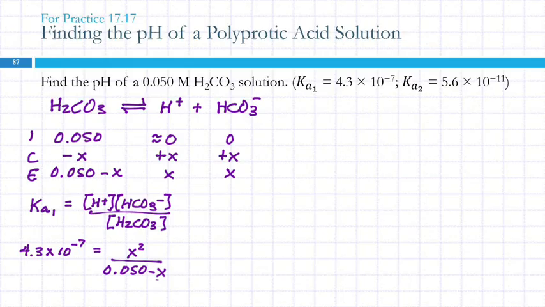And then we solve for x. As I've mentioned before, I prefer to just use the number solver, but you can do x is small. You just have to remember to check to see that the percent is 5 or less.